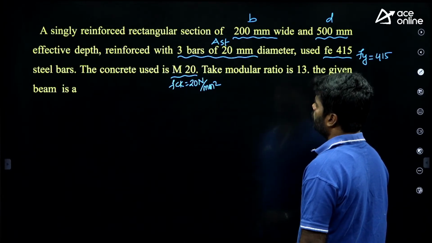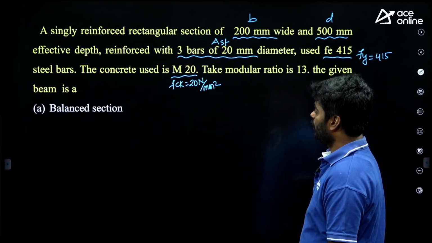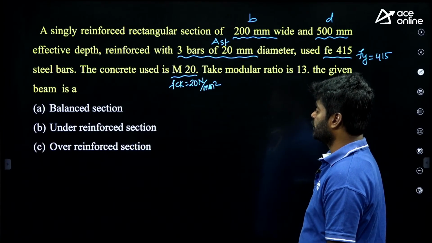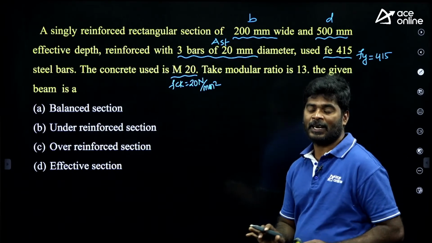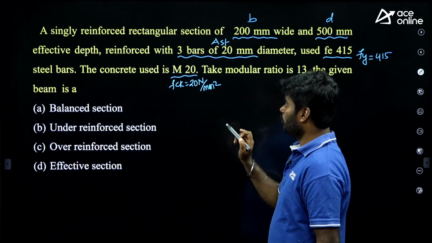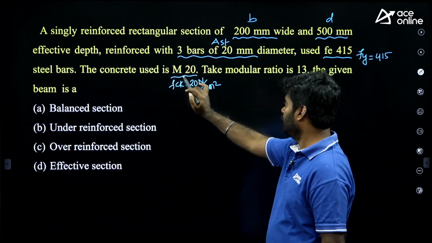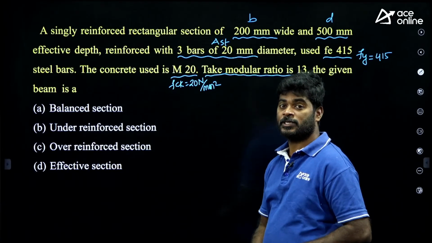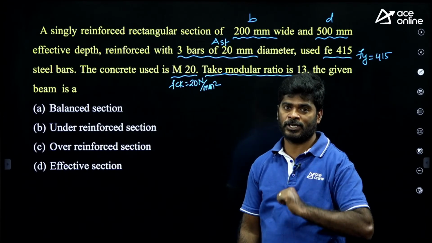The given beam is a, wow, my dear, options. A, balanced section, B, under reinforced section, C, over reinforced section, D, effective section. They are asking the type of the section. My dear, here they have not mentioned whether this question is from the limit state method or the working stress method, but they have given take modular ratio is 13. From this, you can understand this question is from the working stress method.